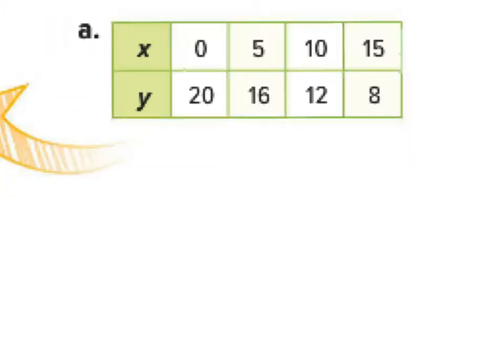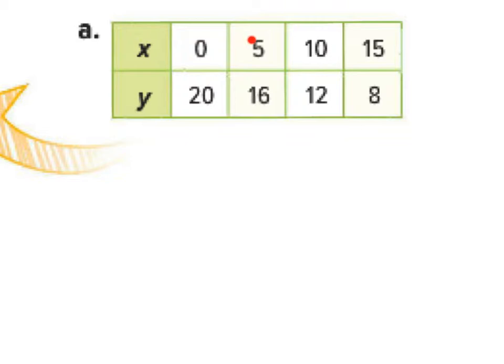Pause now. Okay, I hope you paused the video. Now let's check our work. We have an input here at 0. When x is 0, y is at 20. So clearly this is our y-intercept, right? It's starting at 20. When x increases by 5, so 5 later horizontally, y decreases by 4.